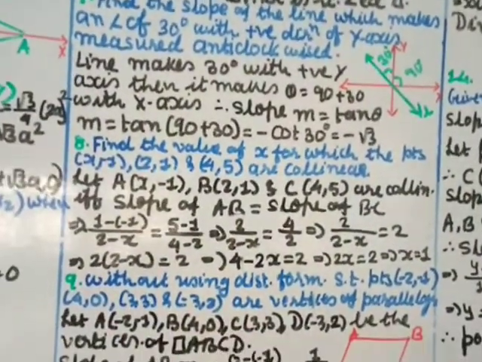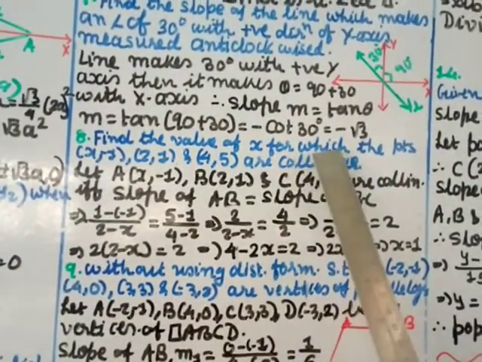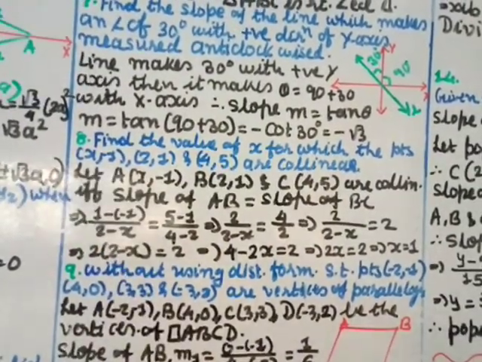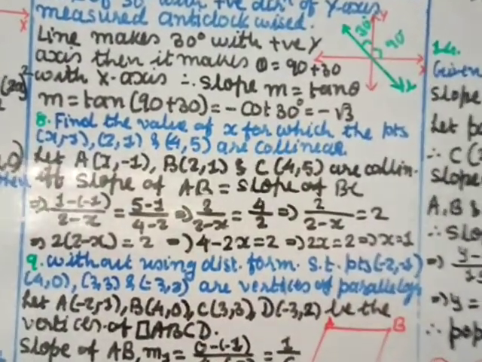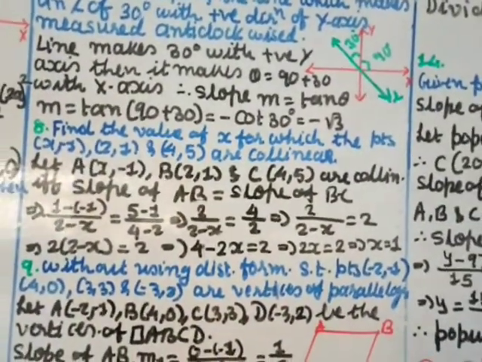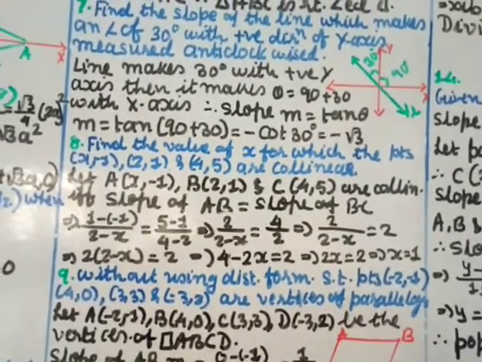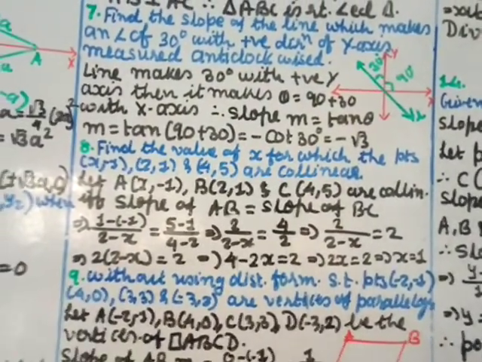Question number 8. Find the value of x for which the points x minus 1, 2, 1, 4, 5 are collinear. Now I already gave you the result that if 3 points are collinear, that means the slope of 2 points is equal to the slope of the other 2 points.